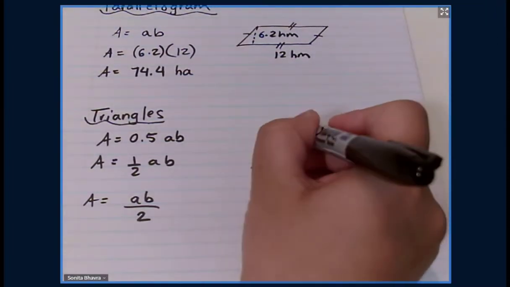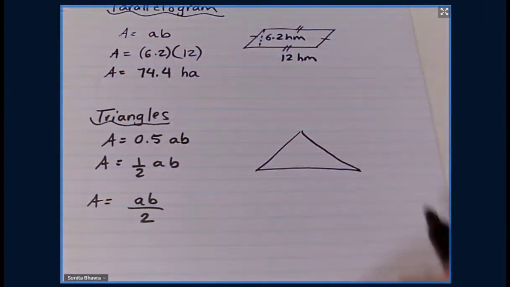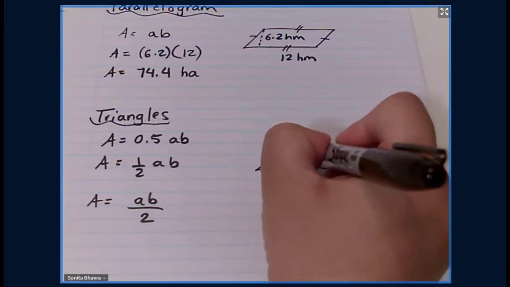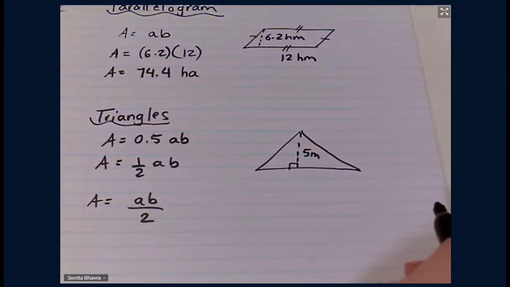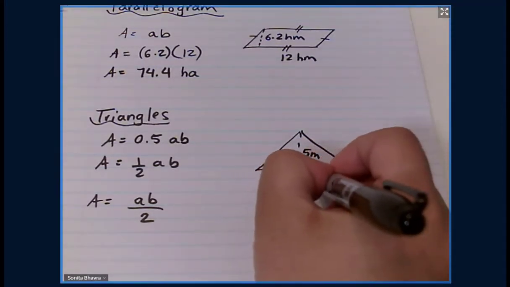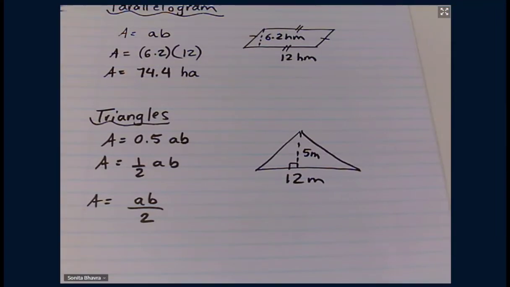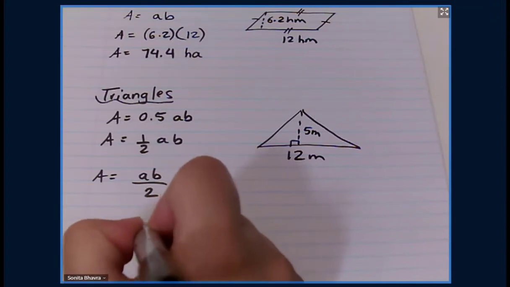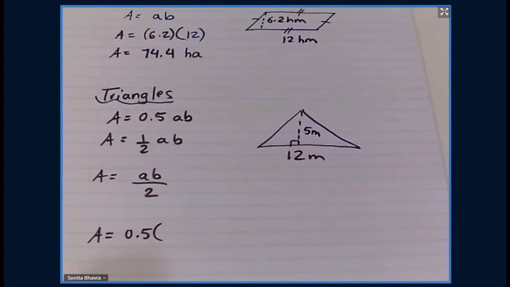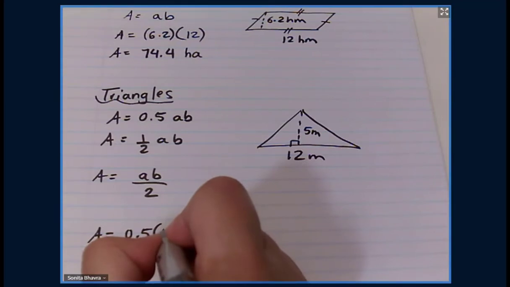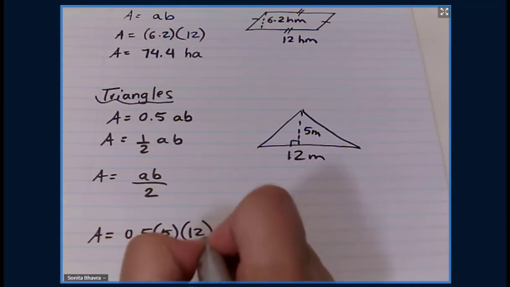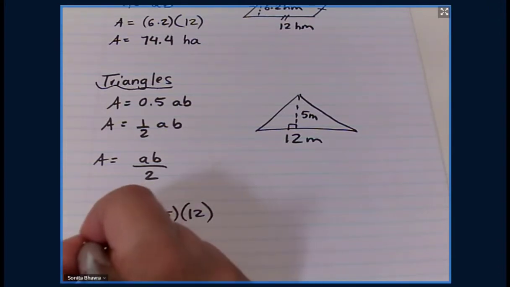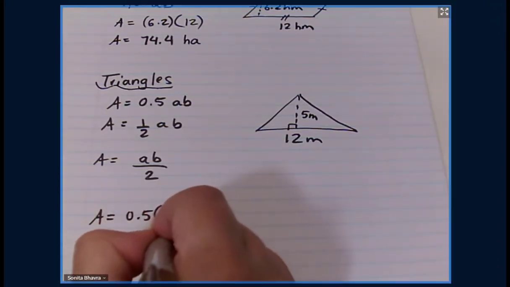So if we have a triangle like this, and we're given the height of 5 meters, and our base is 12 meters, and I'm just going to use 0.5. A is 5 meters and B is 12. Okay, and then you just got to multiply those out, and it is equal to 30 meters squared.